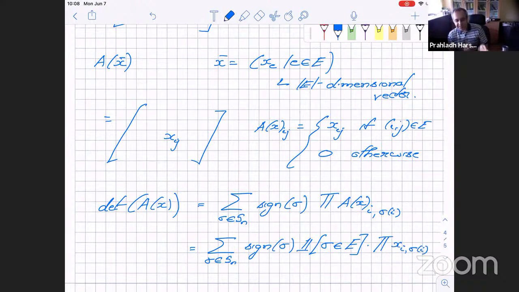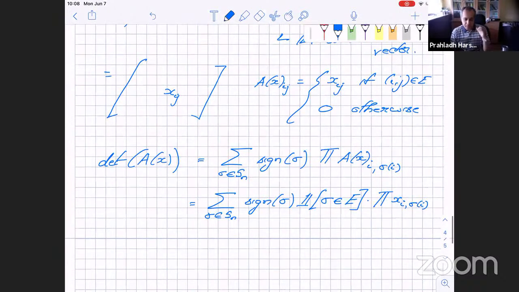Because if sigma is not present in E, there won't be a corresponding variable x_ij. If sigma is present in E, x_i sigma(i) will be there. You follow what I mean by sigma is in E: sigma is this matching that is in E. Okay, so what do we get out of this?